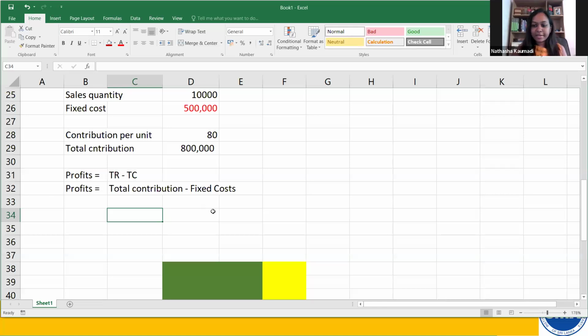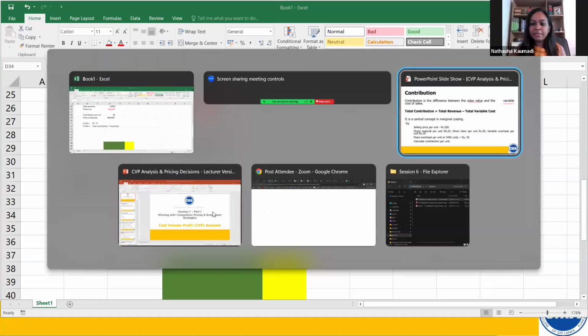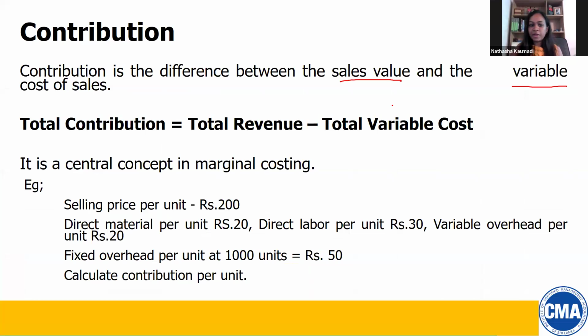Thanks. Okay, now we'll see the slides. Now we discuss these things using the Excel. Total contribution equals total revenue minus total variable cost. That is what you have to cover your fixed cost. Remember, contribution is for the fixed cost.